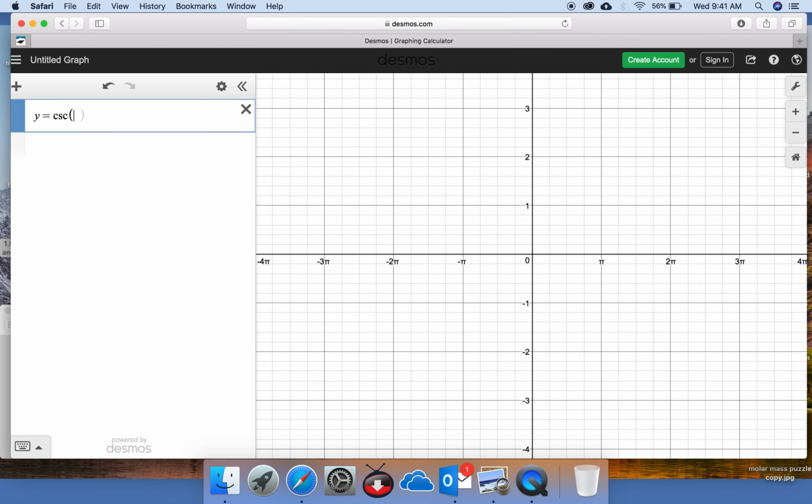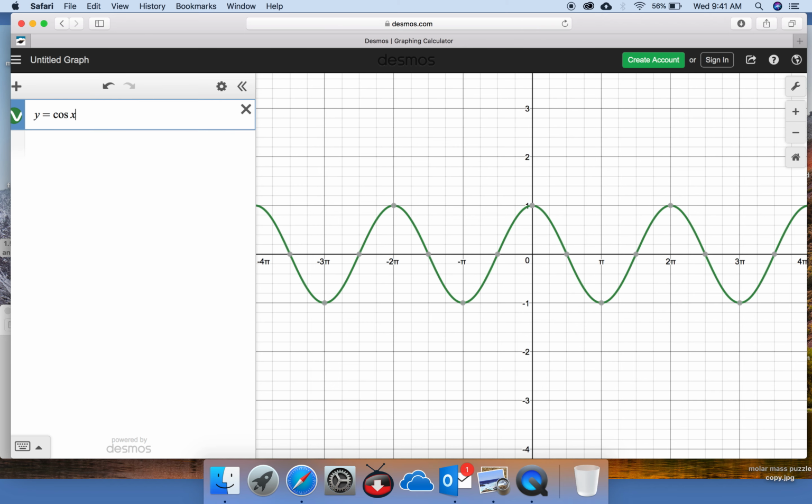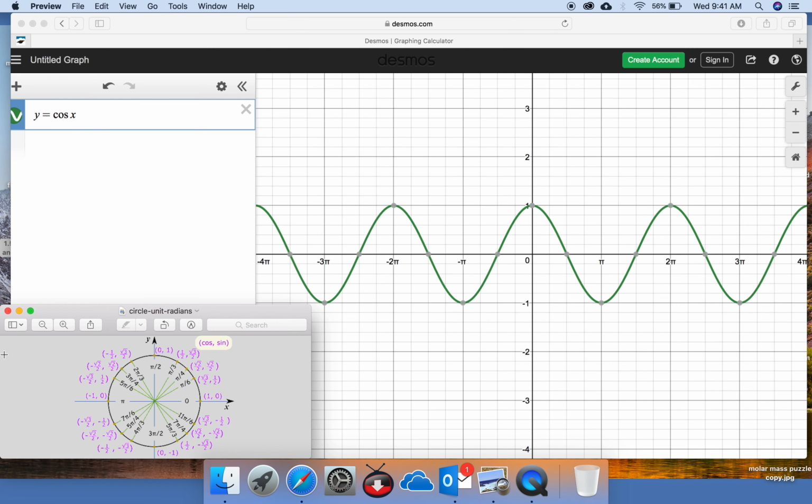So the last trig function we're going to look at is cosine. So here's cosine of x, and we know that at 0 it starts at 1, at pi over 2 it's 0, at pi it is -1, at 3 pi over 2 it is 0, and at 2 pi, it is 1 again, and that repeats.